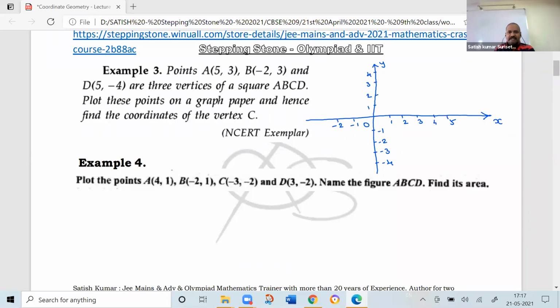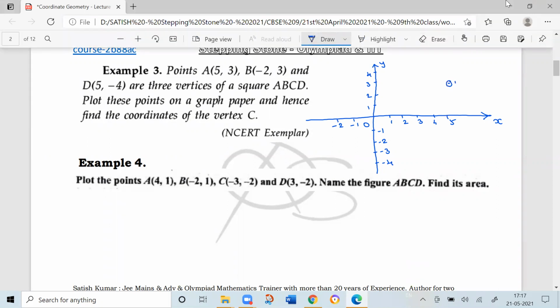So the point A is (5, 3). Which quadrant does it lie in? First quadrant. Next, B(-2, 3). In which quadrant? Second quadrant. Next, D(5, -4). In which quadrant? The fourth quadrant.